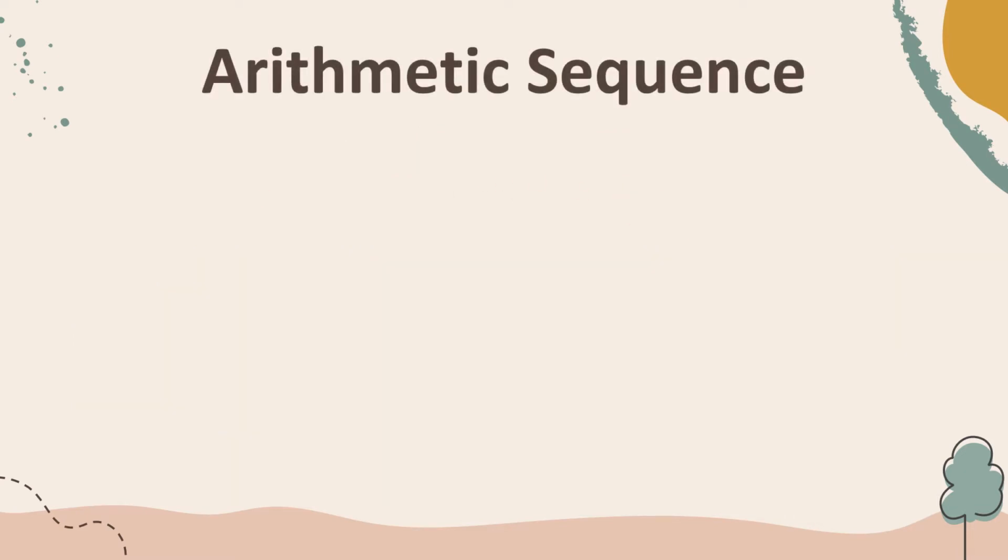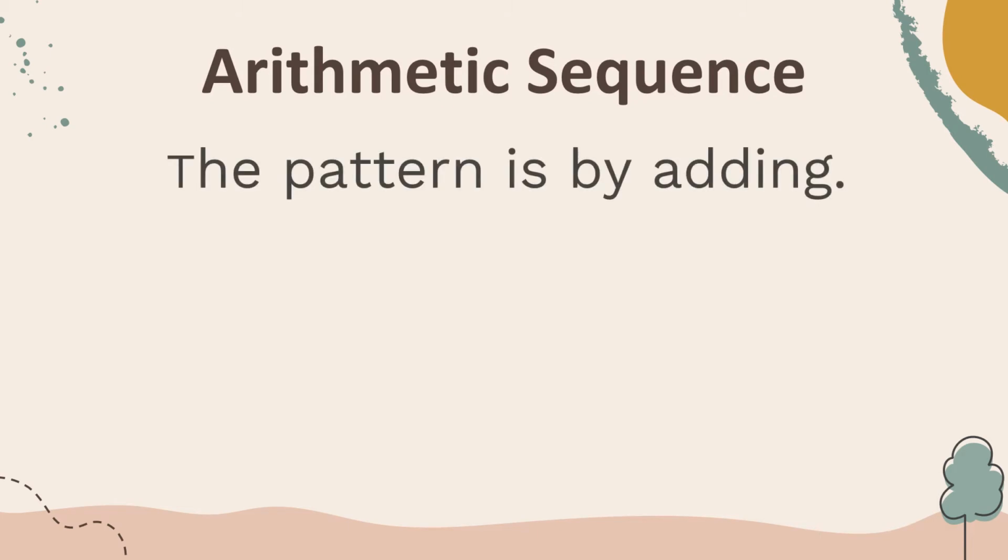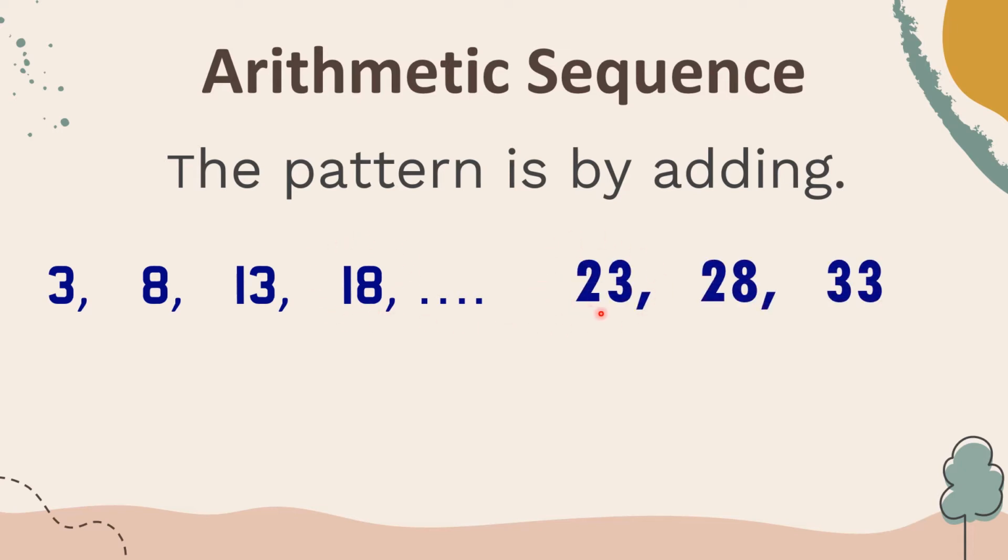What is an arithmetic sequence? In an arithmetic sequence, the pattern is by adding. So let us see from the different examples what could be the pattern of 3, 8, 13, and 18. What could be the number to be added to make it 8? That is 5. What could be the number to be added to make it 13? 5. The number to be added to make it 18, that is 5. So it means the next term after 18, so 18 plus 5, that is 23. 23 plus 5, that is 28. Plus 5, that is 33.